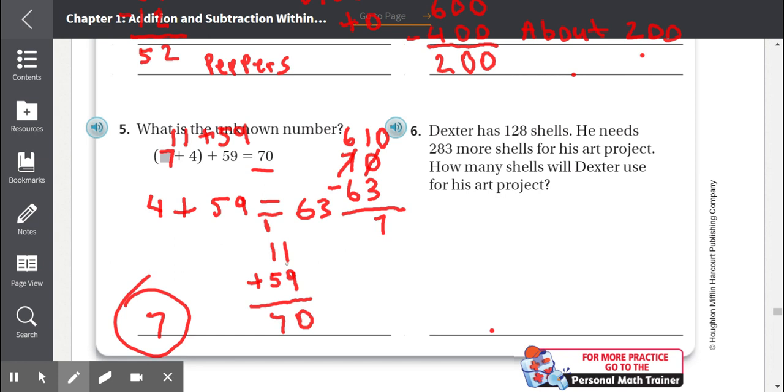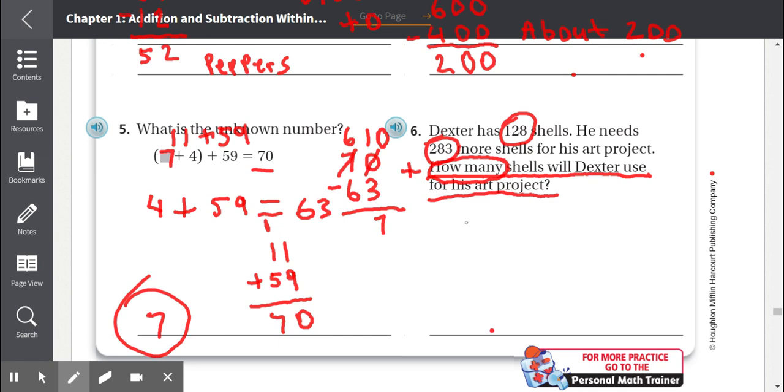Number 6. Dexter has 128 shells. He needs 283 more shells for his art project. How many shells will Dexter use for his art project? So let's circle our important numbers. 128 shells. He needs 283 more. Now our question says, how many shells will Dexter use for his art project? So this keyword right here, how many, tells us to add.